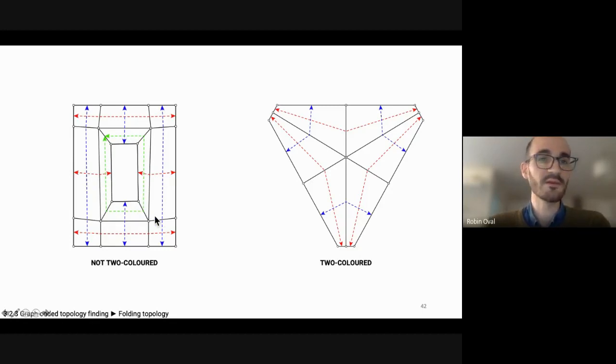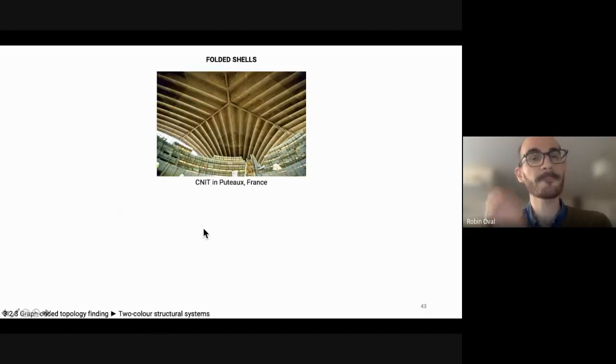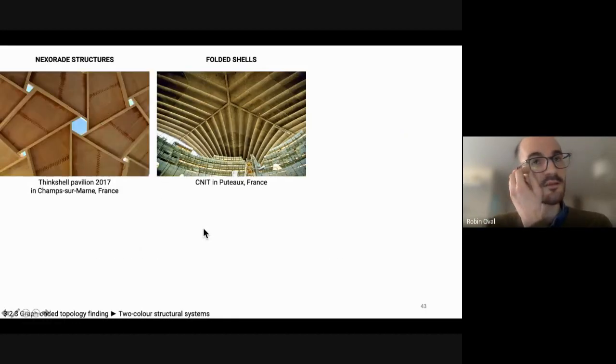So what we will explore now is how we actually find a coarse quad mesh that follows this two-color constraint, and here, in that case, to be able to fold the British Museum. But it applies to other systems.